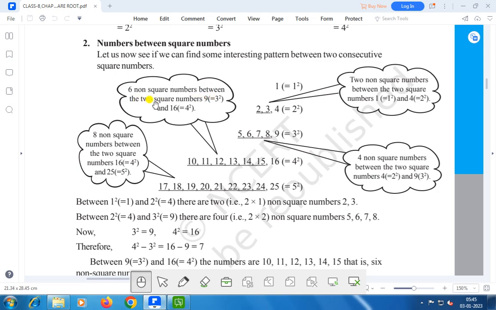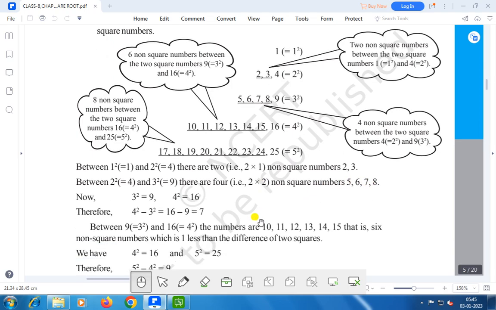There are 6 non-square numbers between the two square numbers 3 squared and 4 squared. You see the non-square numbers 10, 11, 12, 13, 14, 15. Then you see 5 squared. There are 8 non-square numbers between 4 squared and 5 squared. Between 1 squared and 2 squared, there are the non-square numbers 2 and 3. Between 2 squared and 3 squared, there are 4 non-square numbers: 5, 6, 7, 8.